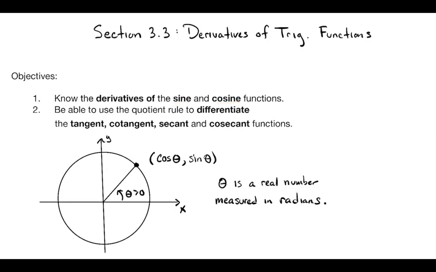All right, and then once we have those, we're going to use the quotient rule to differentiate the tangent, the cotangent, the secant, and the cosecant, because as you remember from trigonometry, those other trigonometric functions, tangent, cotangent, secant, and cosecant, they're all defined in terms of sine and cosine, certain ratios. All right, so that's going to be our work.